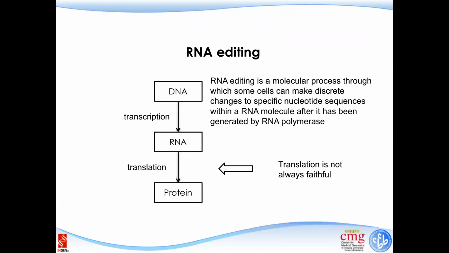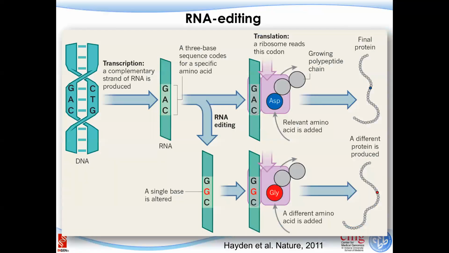Okay, and then we talk about RNA editing. RNA editing is a molecular process through which some cells can make discrete changes to specific nucleotide sequences within an RNA molecule after it has been generated by RNA polymerase. I don't know if you have heard the recent news that CRISPR-Cas13 can do RNA editing. It was recently published by Dr. Feng Zhang's group from the Broad Institute. But the RNA editing definition here is not about that. It's not about CRISPR-based editing. It's just about some enzymes encoded in humans that can do RNA editing.